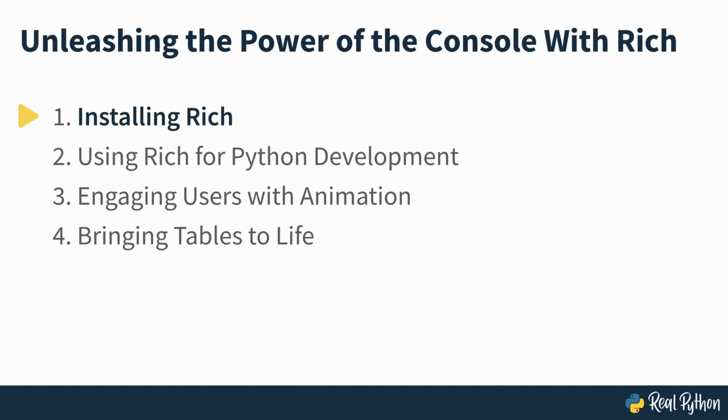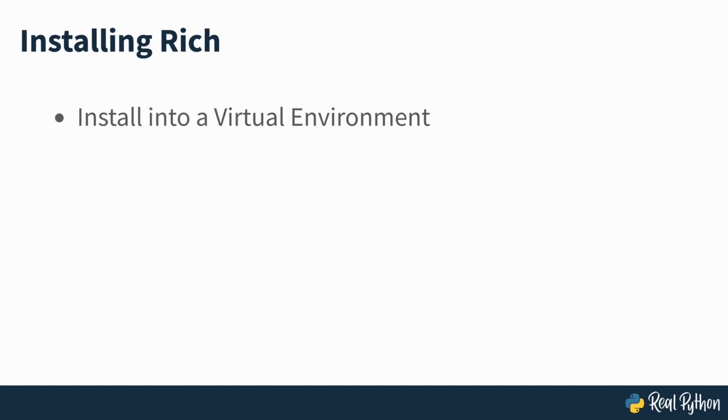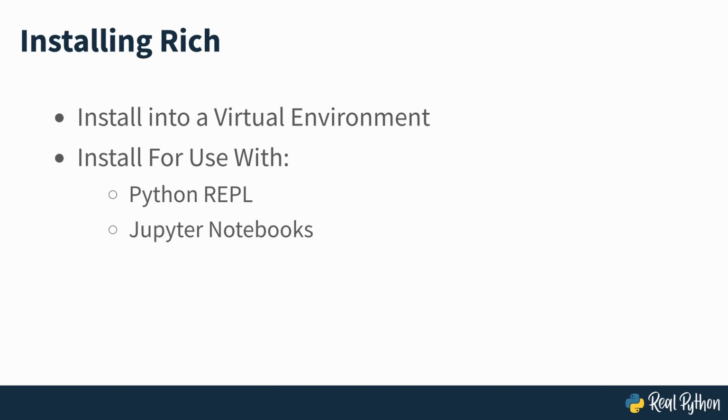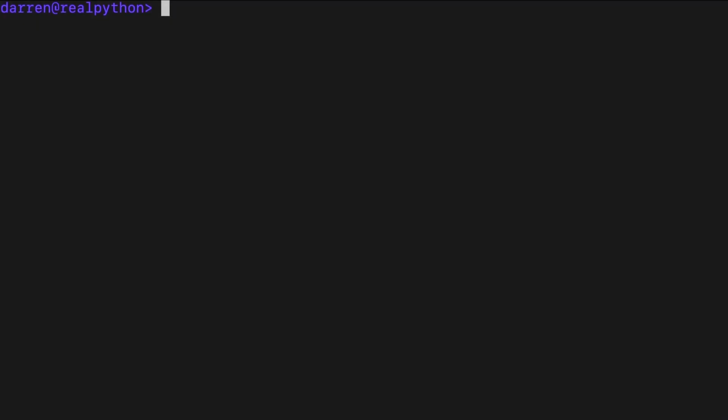Installing Rich. You can start using Rich very quickly. As always, when starting a new project or investigation, it's best to create a virtual environment first to avoid polluting your system's Python installation. You can install Rich solely for use with the Python REPL, but in addition, you can also add support for Jupyter Notebooks at the same time, so that's the installation you'll see here. The commands vary slightly between platforms. Here's how to create and activate a virtual environment and then install Rich on macOS or Linux, in this case using Python 3.12.